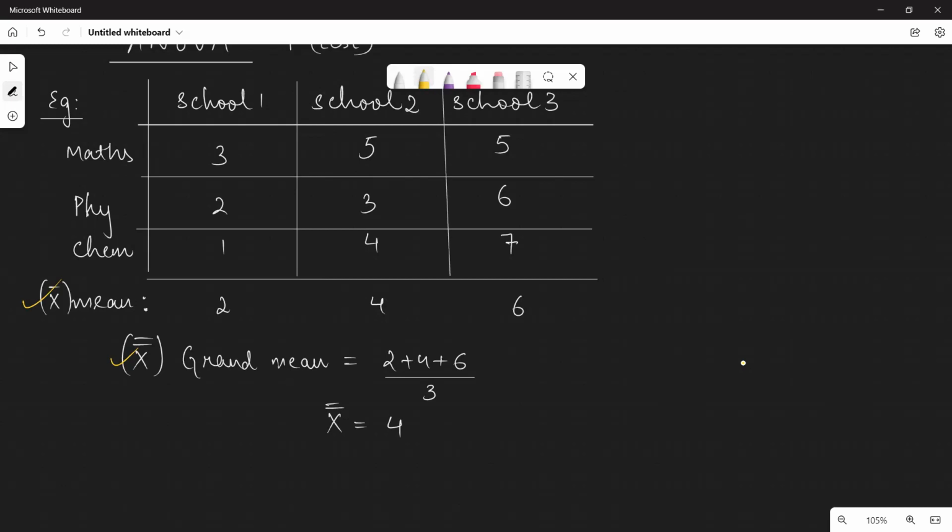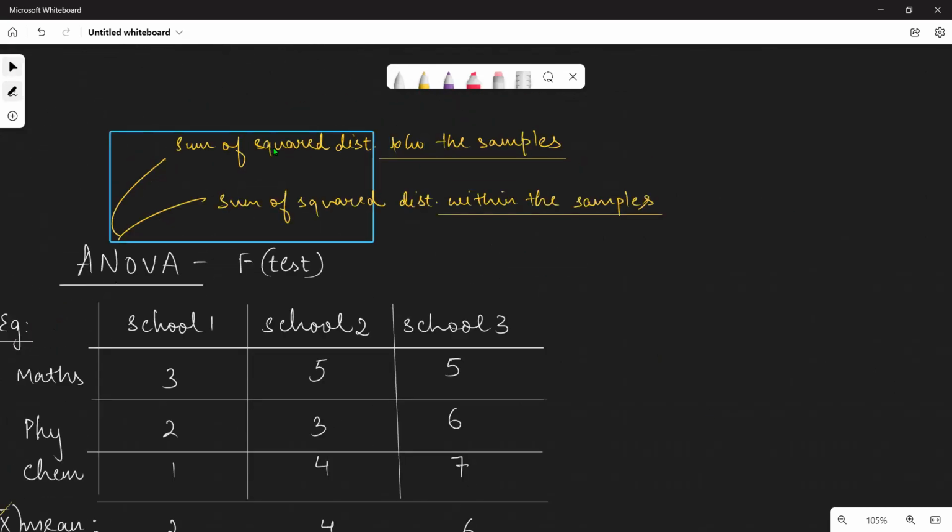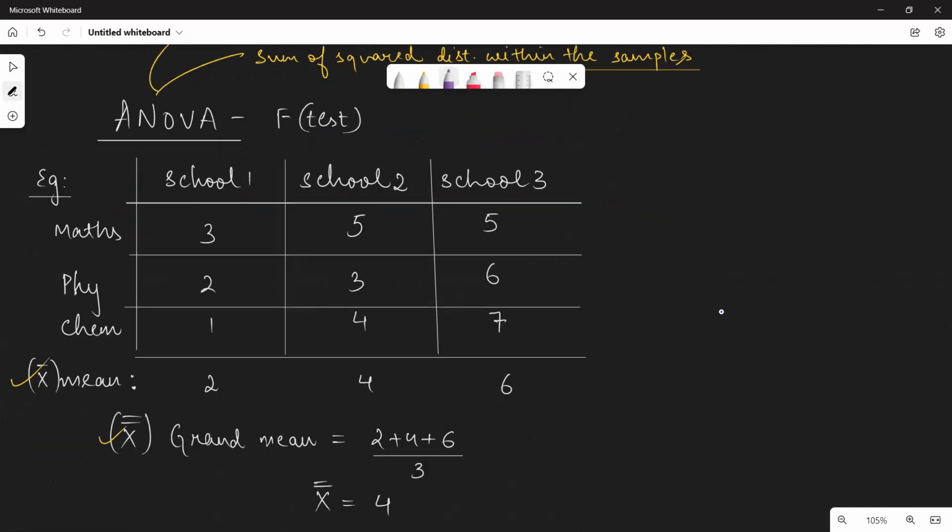Then after this, what do we do? Here I have mentioned a point called sum of square distances. In both these cases, whether it is between the samples or within the sample, we have to calculate the sum of square distances. So let us see how we calculate that. Before proceeding ahead, we have to consider the shape of this data set.